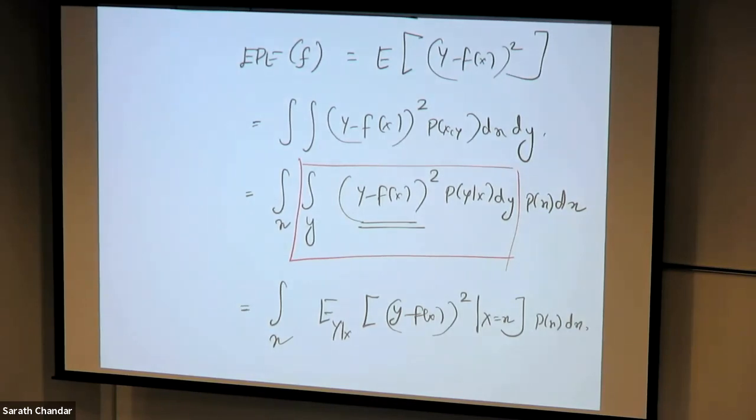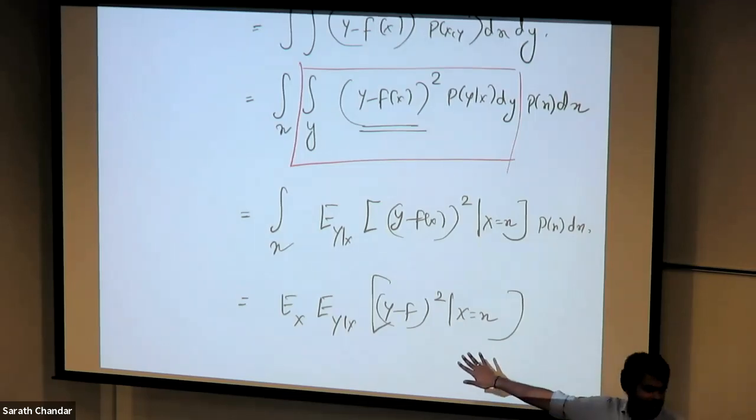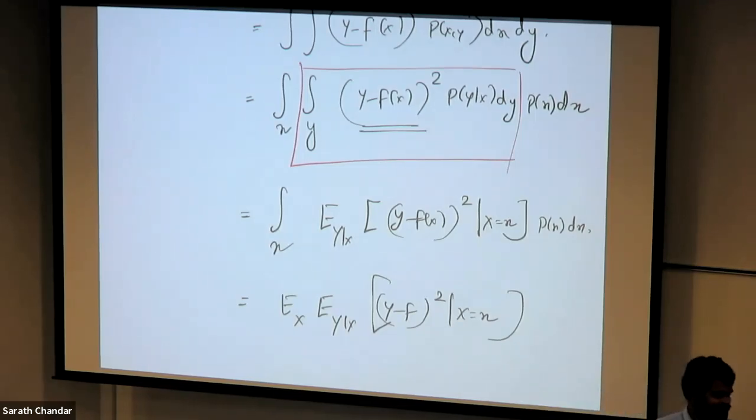Now, what is the outer integral? That is also an expectation, right? It is an expectation with respect to x. So I can write this as the expectation with respect to x of the expectation over y given x of y minus f the whole square given x is equal to x. Now we want to minimize this error, right? That is our goal. Given any data set, we want to minimize the expected prediction error.